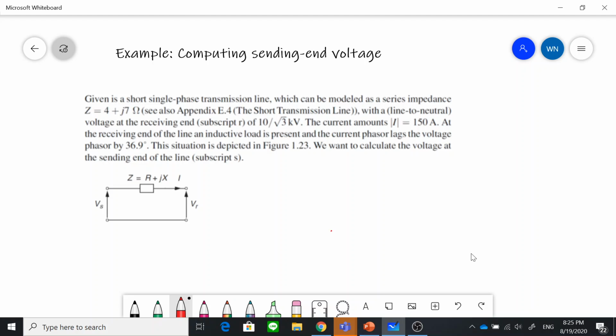This is intended to determine the sending end voltage of the power system. So what do we mean by sending end? This is a common problem that you will encounter from time to time in this subject.